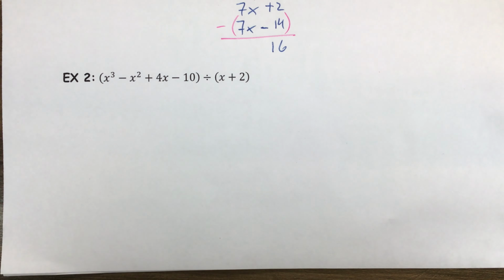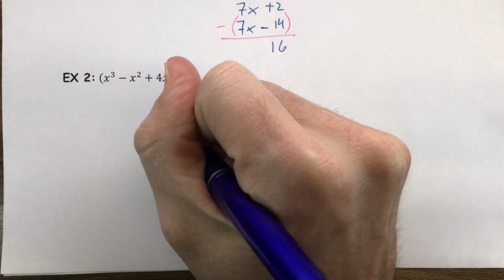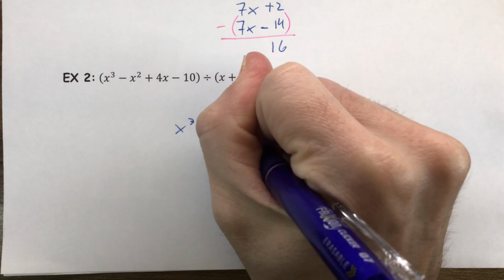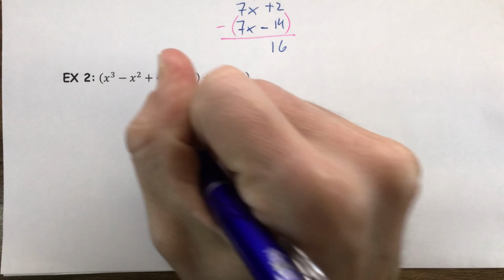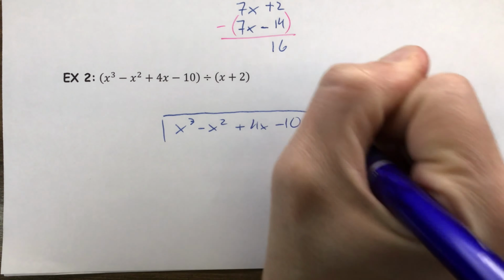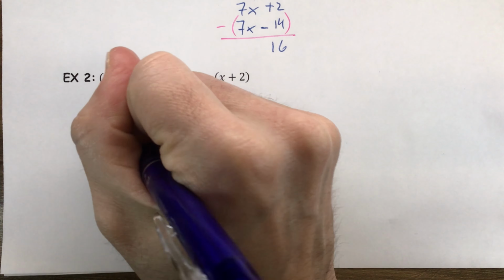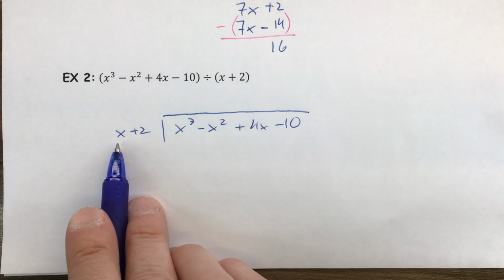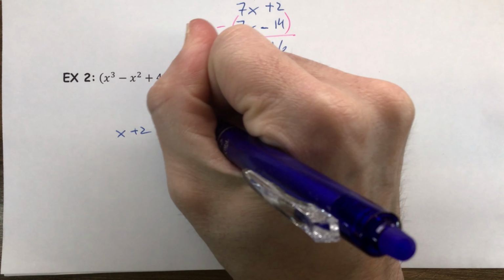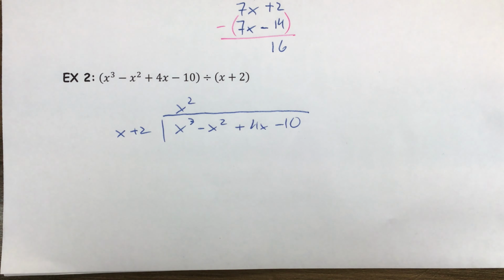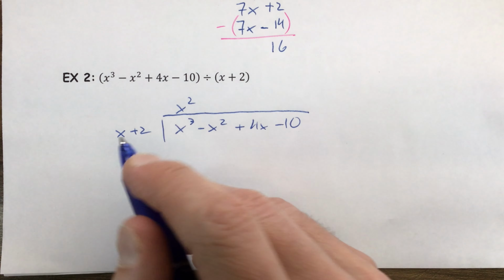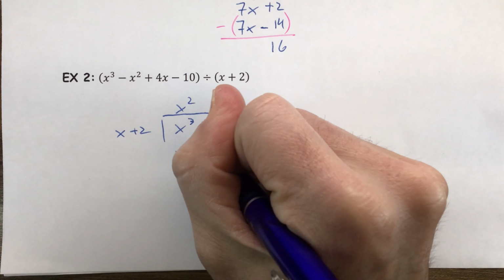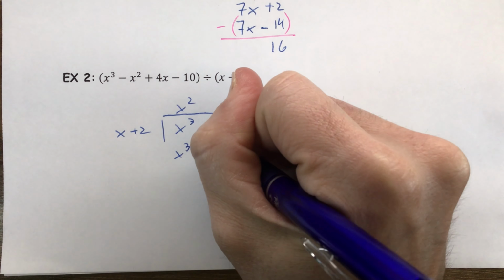Example 2, pretty much the same thing. We're going to start with our dividend. We're going to place it in a box. Divisor goes outside. And we go through the process again. What do we multiply x by to get x cubed? That would be x squared. Okay, so now we do that. X squared times x is x cubed. Also multiply here. We get positive 2x squared.